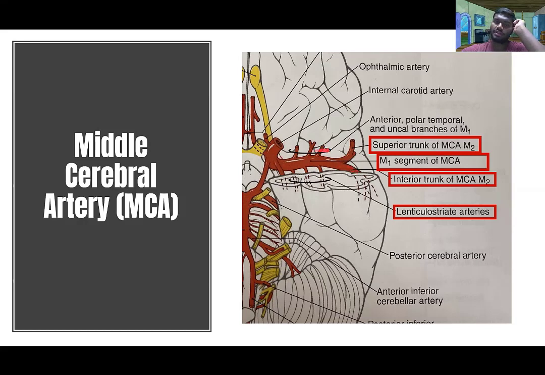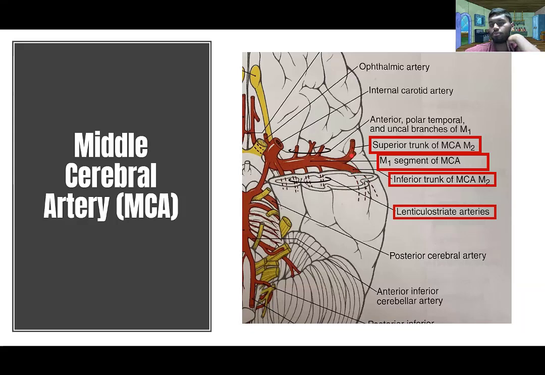So instead of calling this entire thing the MCA, we use M1 and M2. The way it works is the number 1 is always designated as the largest part of the artery, or the base of the artery. So you see here the ICA, and then the MCA starts here. This whole portion is called the M1 segment. But then you see here it bifurcates, right? So this is called the M2 segment.